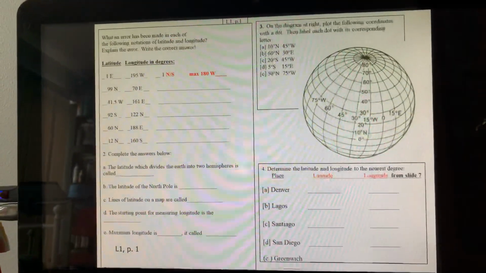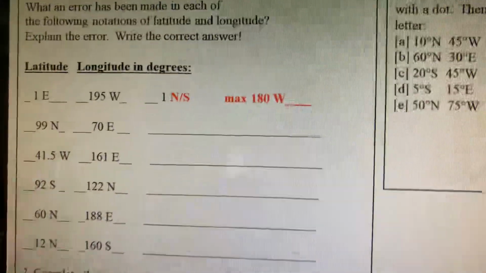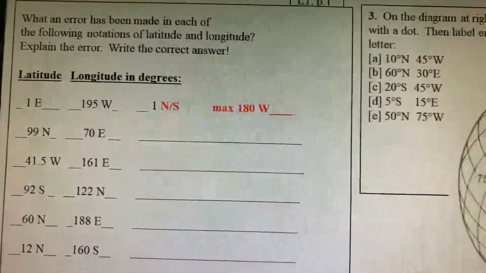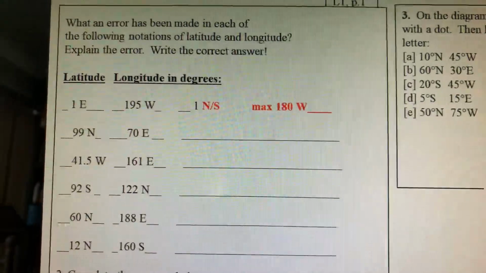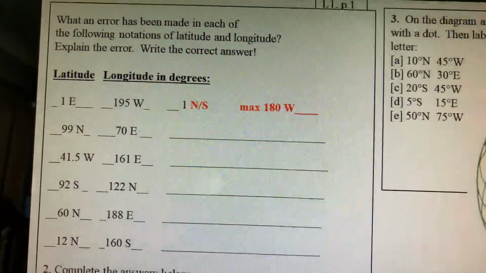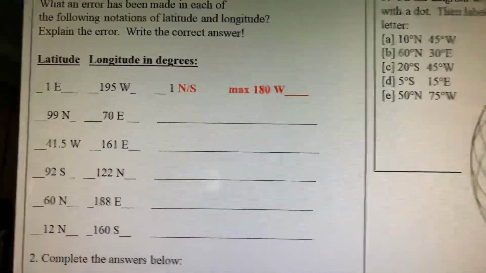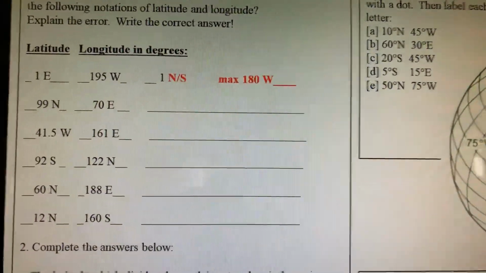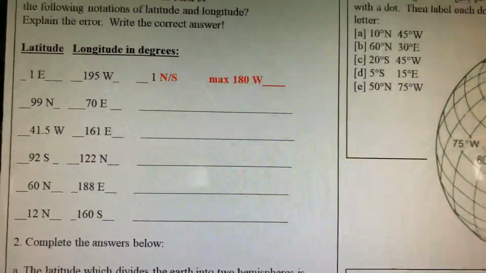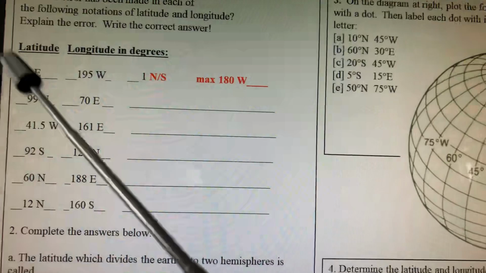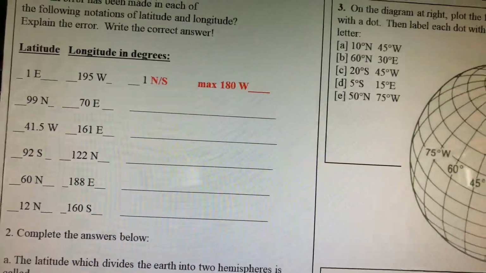Now, this is the first page where you have to complete this assignment, the first one. It says to find what error has been made in each of the following notations of latitude and longitude. So what do you have to look for? You have to see if the numbers are correct and the letters. So see the first row, this is the latitude, and here is the longitude.